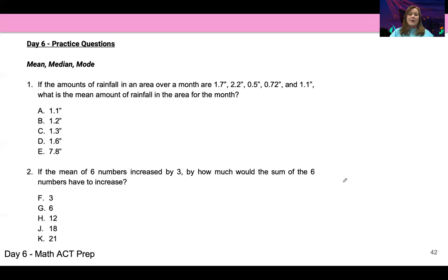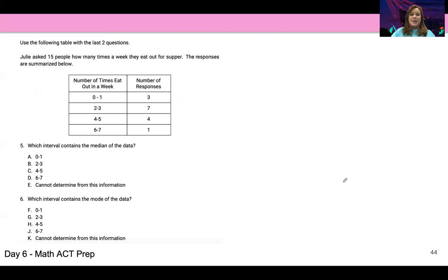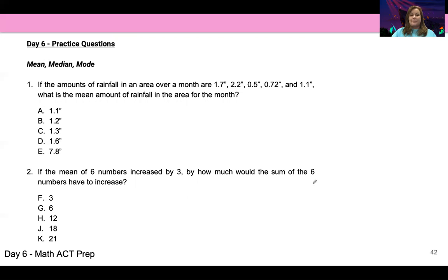Okay, let's go back over these answers. If we look at the first one, if the amounts of rainfall are 1.7, 2.2, 0.5, 0.72, and 1.1, what is the mean? You need to know this means average. So we add all 5 numbers together, we divide by 5, what do we get? 1.2. Again, you add all 5 of these numbers together, divide by 5, and you should equal 1.2.